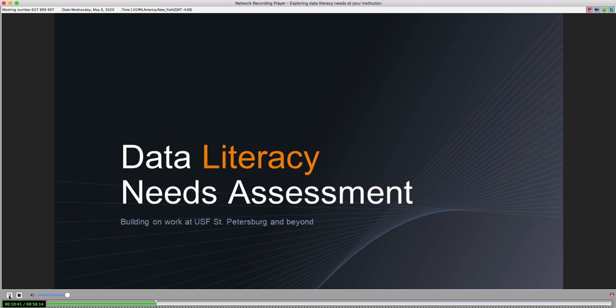So the next step is doing a data literacy needs assessment. I'm going to give you some broader context about the landscape of the library literature, and then move on to what we've been doing at USF St Petersburg.